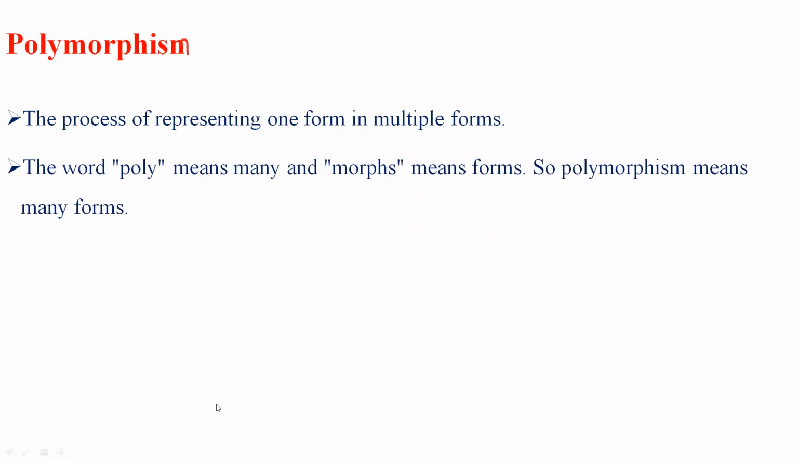Here polymorphism is derived from two Greek words. One is poly and another one is morph, where the word poly means many and morph means form. So as the name itself suggests, it is many forms. Polymorphism means many forms. So if the word poly means many and morph means form, together polymorphism means many forms.